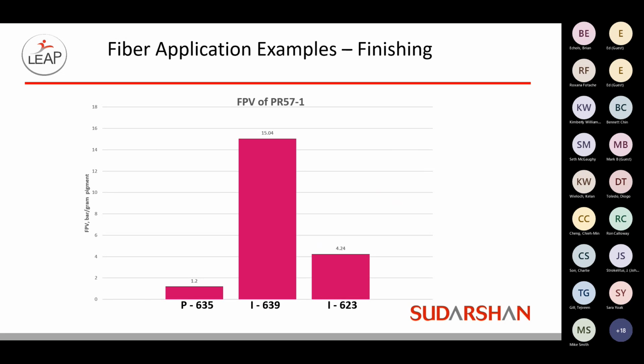On the classical side, here I chose the red 57-1 as the example. We've got 1 plastic product and 2 different ink products. The same can be said here, where we have a good product on the plastic side for a fiber application, and we see very big differences between the 2 ink grades in how the finishing techniques used for each of these products impact the dispersion.